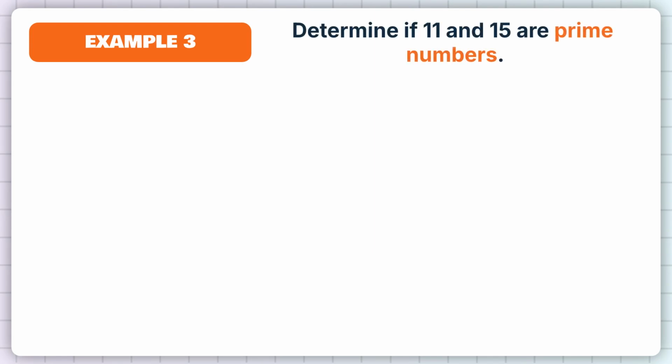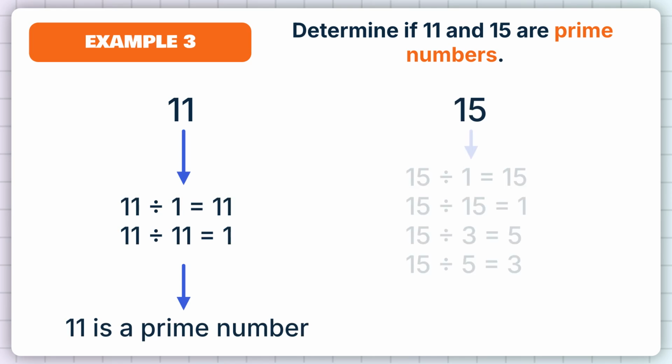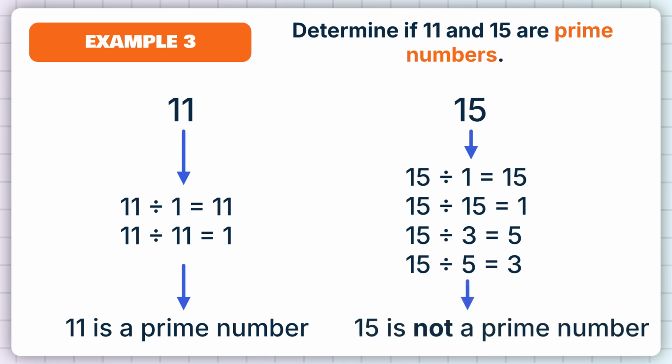Lastly, for example 3, we will find prime numbers. Let's determine if 11 and 15 are prime numbers. For 11, check its divisors. The only numbers that divide 11 exactly are 1 and 11 itself, making it a prime number. For 15, check its divisors. Besides 1 and 15, 15 can also be divided by 3 and 5 without a remainder. Thus, 15 is not a prime number because it has divisors other than 1 and itself. So 11 is a prime number and 15 is not.